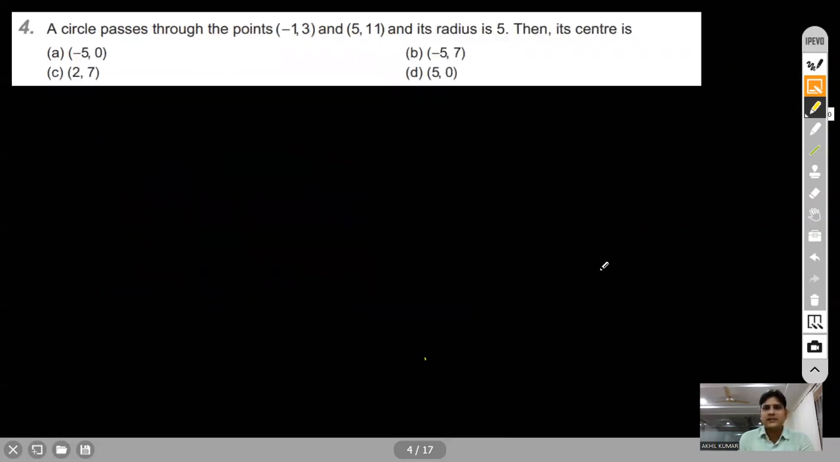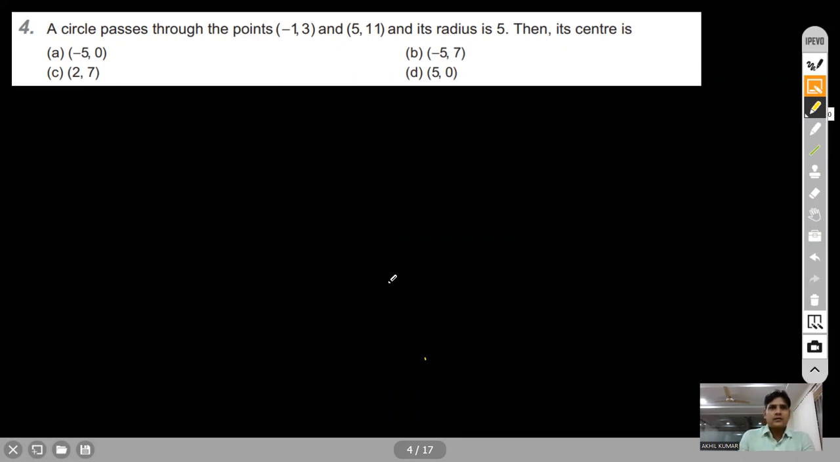So let's take the next question. Question number 4. A circle passes through the points minus 1 comma 3 and 5 comma 11 and its radius is 5. Then its center is. Okay, so the question has provided two points through which the circle is passing, and we also know the radius of that circle.